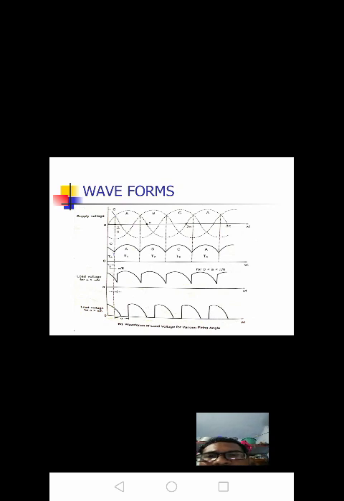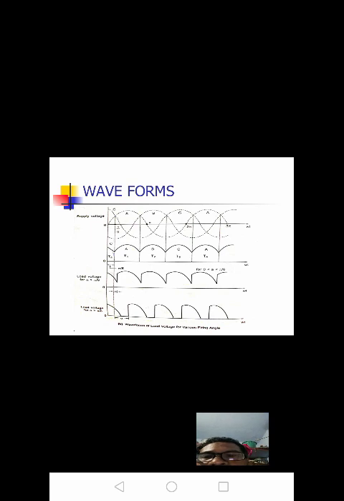but at a time only one thyristor is conducting. From pi by 6 to 5 pi by 6, nothing but 30 to 150 degrees, only thyristor T1 is conducting. Next, from 150 to 270 degrees thyristor T2 is conducting. From 270 to 390 degrees thyristor T3 is conducting. Each thyristor here is conducting only 120 degrees.